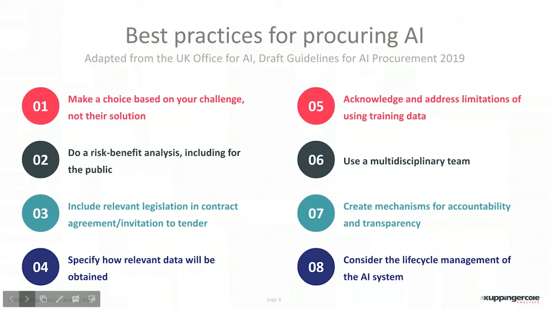And eight, consider the lifecycle management of your AI system. So this, like number 7, spans beyond just the procurement process, but it must be considered before you commit yourself. Are you choosing a technology that does not yet have feasible means of monitoring, assessing, retraining, or retiring it? So have some preliminary plans as you make your procurement choice.